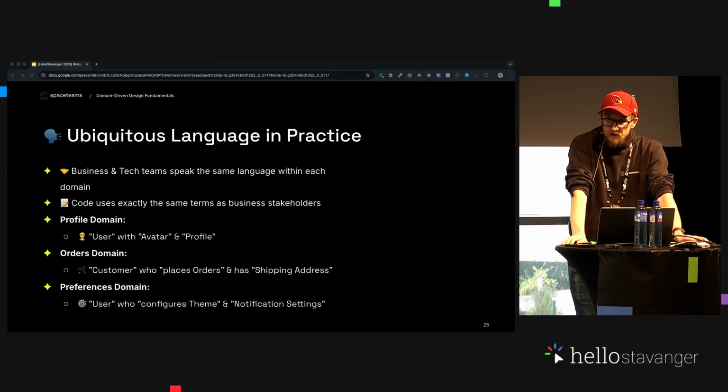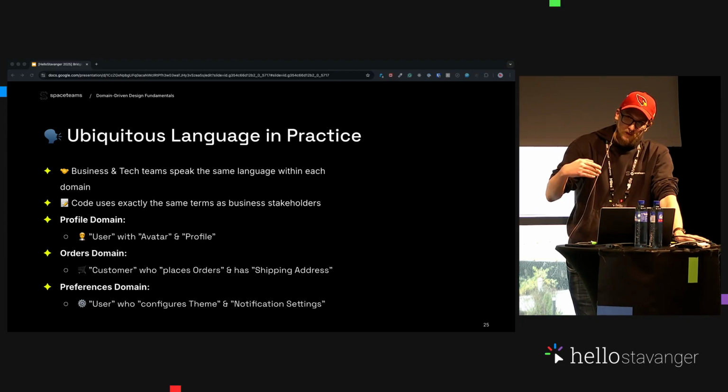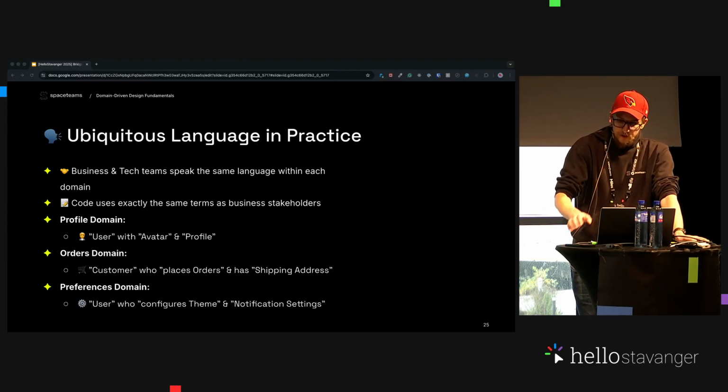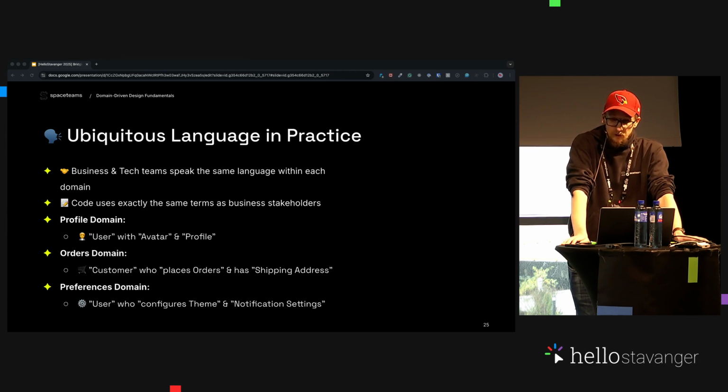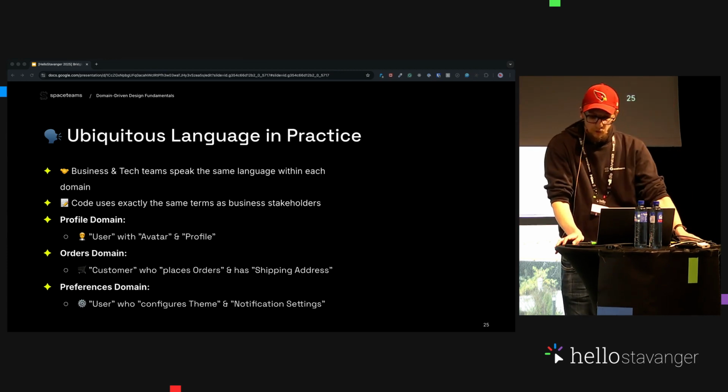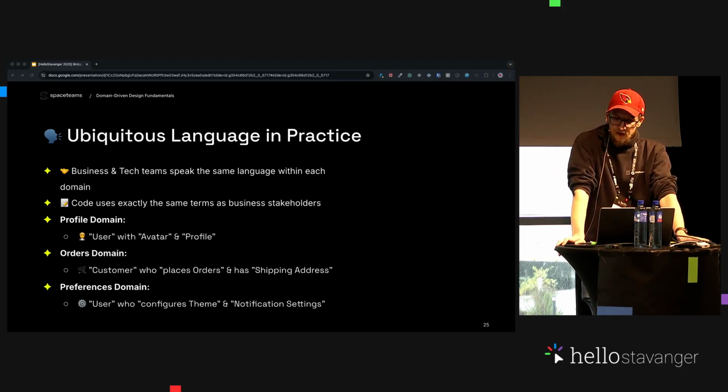And the orders team talks about customers, right? Who place orders, so they could have a customer class with a method like add shipping address. Again, the business terms directly reflected in the code, right? And the preferences team talks about users for settings, right? So same word, different context. Now, when the business says user preferences, developers know exactly which domain to change.